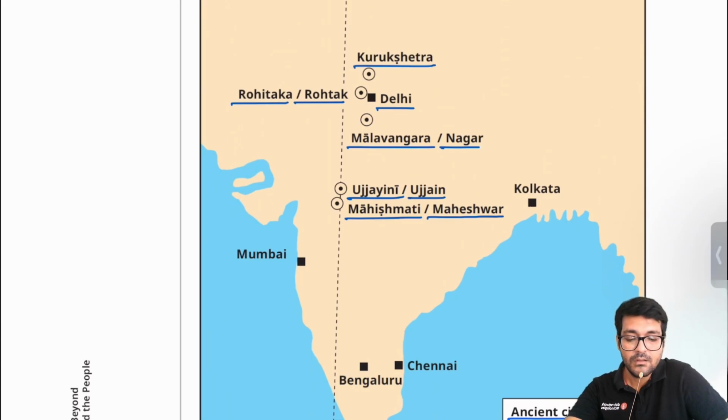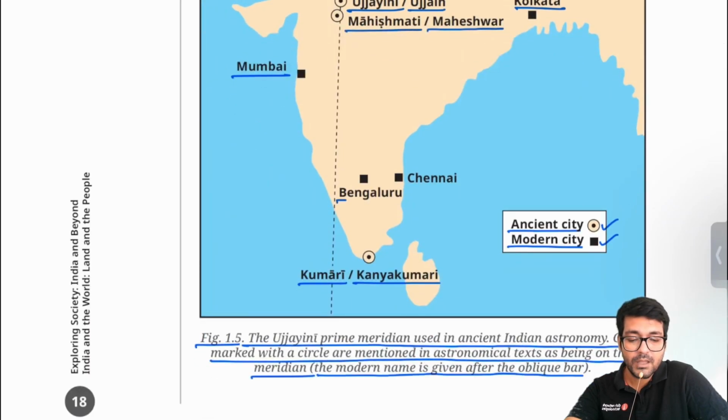Modern cities: Delhi, Mumbai, Kolkata, Bengaluru, Chennai.